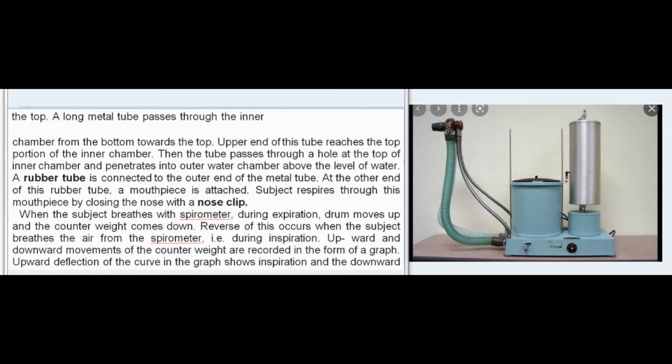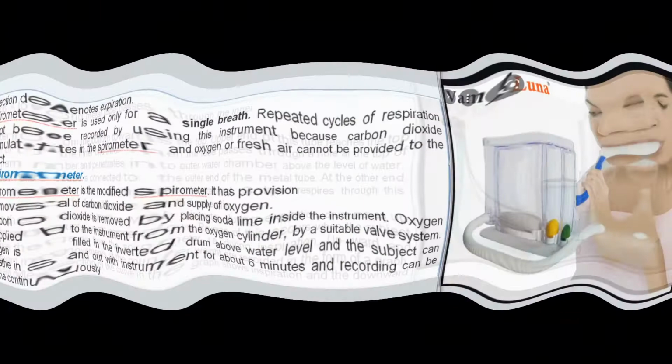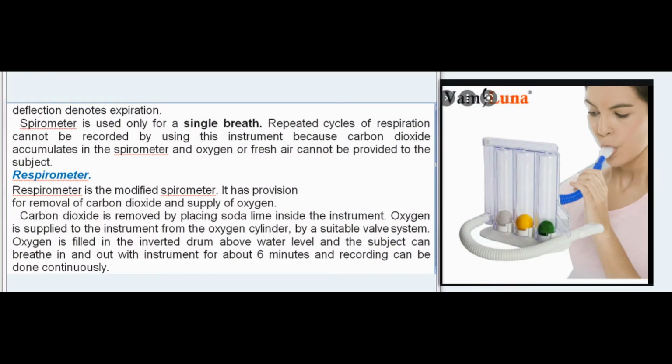during inspiration. Upward and downward movements of the counterweight are recorded in the form of a graph. Upward deflection of the curve in the graph shows inspiration and the downward deflection denotes expiration. Spirometer is used only for a single breath. Repeated cycles of respiration cannot be recorded by using this instrument because carbon dioxide accumulates in the spirometer and oxygen or fresh air cannot be provided to the subject.